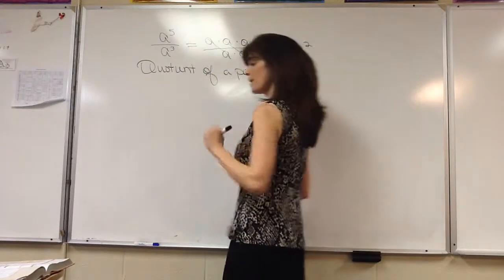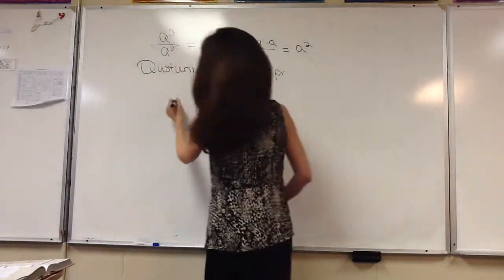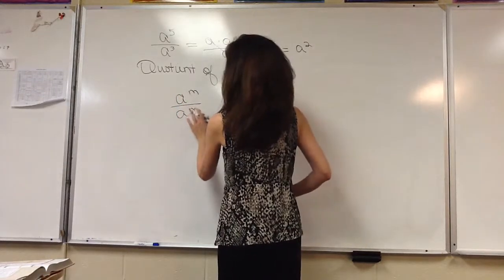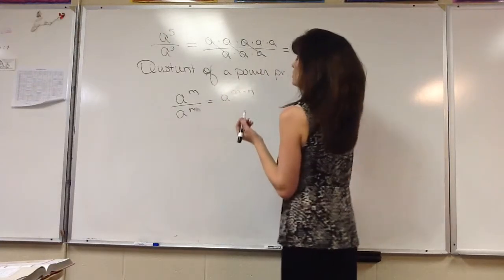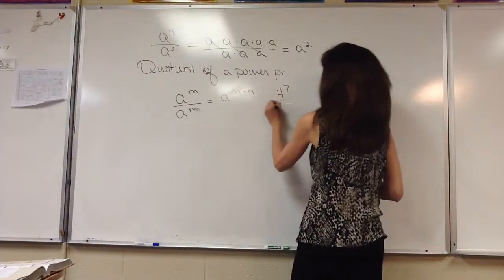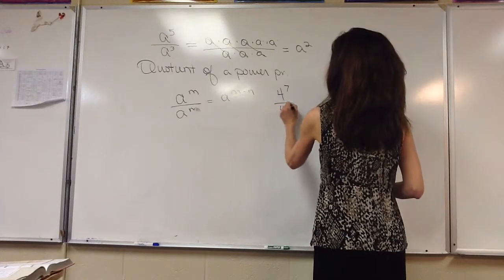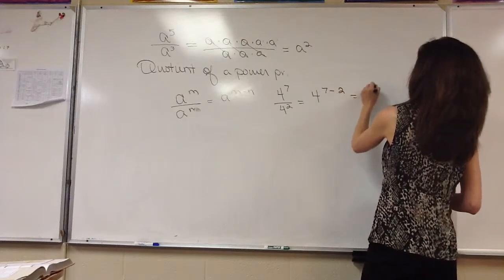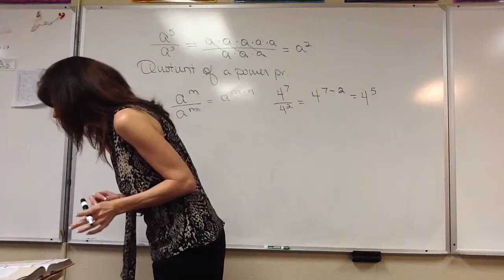Now, with the quotient of a power property, what we are going to learn is that anytime I have like bases raised to exponents that I'm dividing, I simply am just going to subtract. So for instance, if I have 4 to the 7th power divided by 4 to the second power, that's going to be equal to 4 to the 7 minus 2, which is just 4 to the 5th power. So, not hard. Let's look at our examples.